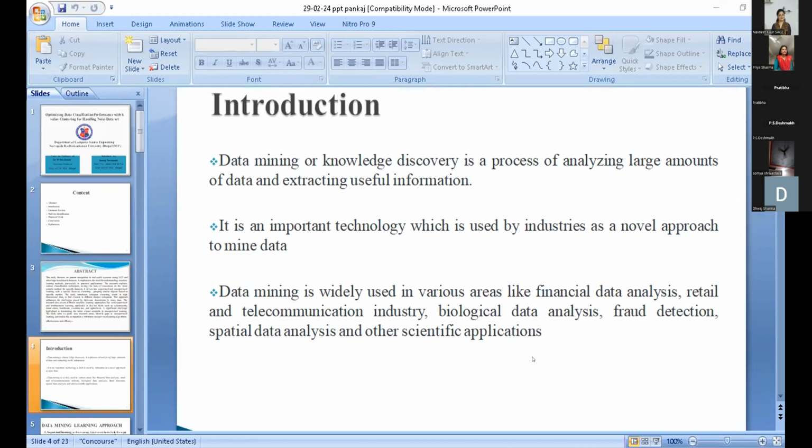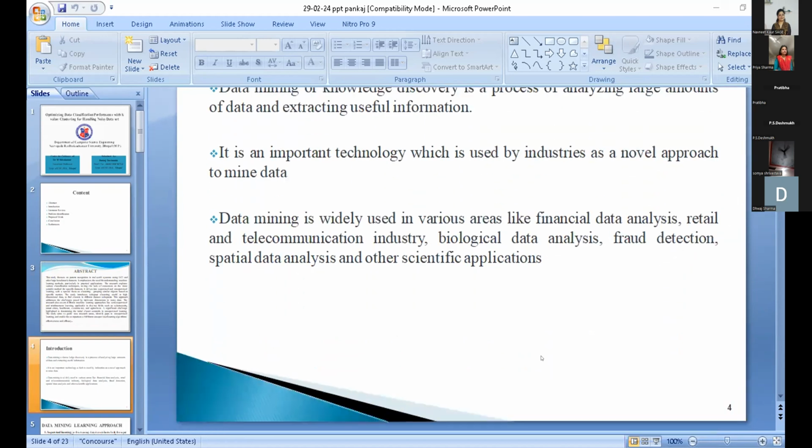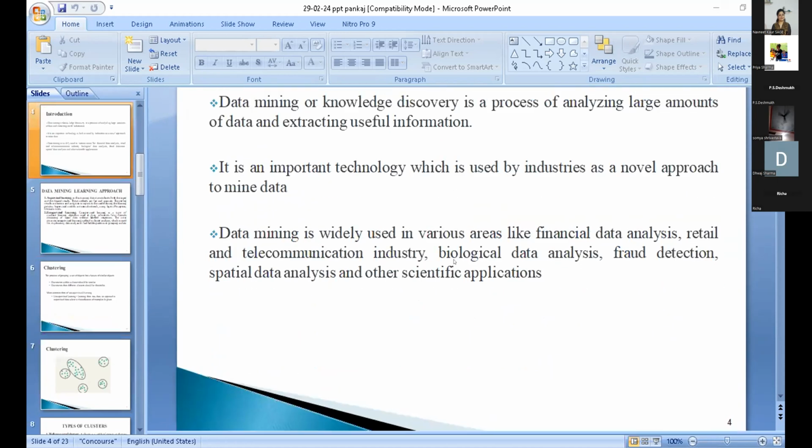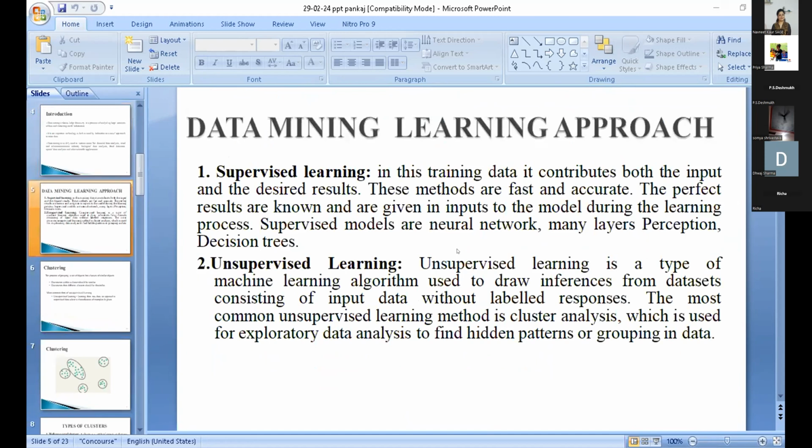Data mining is widely used in various areas like financial data analysis, retail, and telecommunication industry, biological data analysis, fraud detection, spectral data analysis, and other specific applications. Various types of applications are available in data mining. There are two types of learning approaches in data mining, that is supervised learning and unsupervised learning. The main difference between supervised and unsupervised learning is that when we apply a fixed amount of data, then we get an exact output, meaning it is a fixed type of learning.